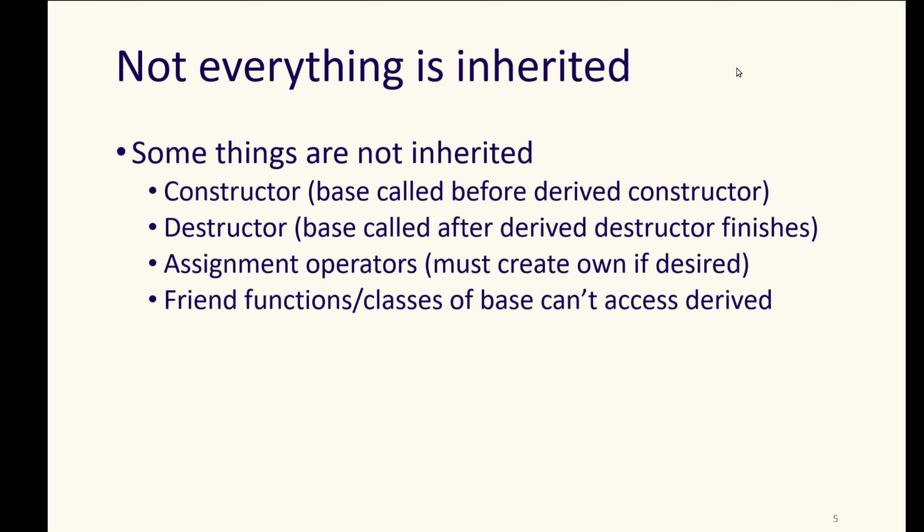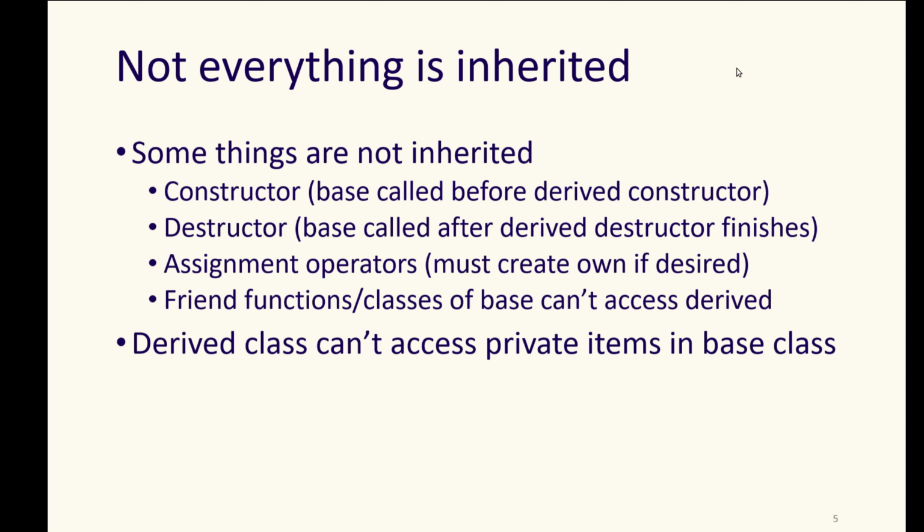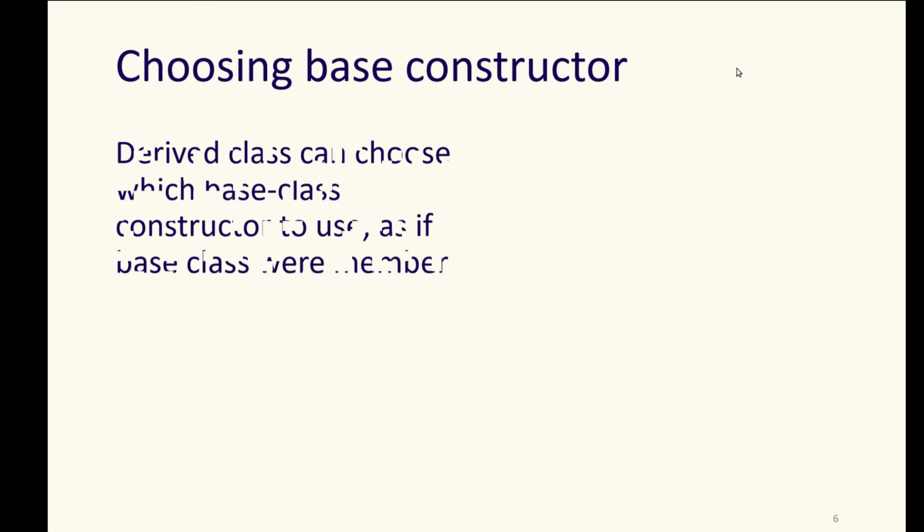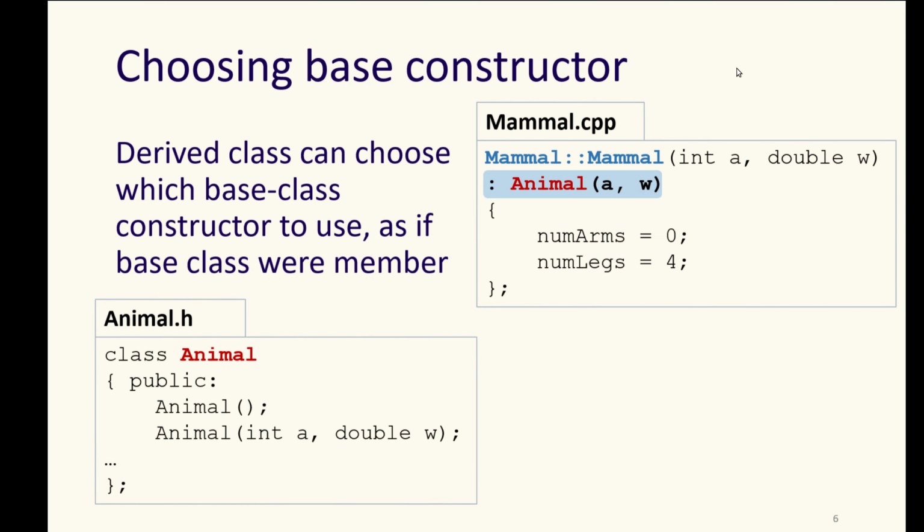So that would be, again, a little different than if you had copied those over from the parent class and just copied the code into the derived class. The derived class can't access the private items in the base class either, though of course it can use the base class's functions if there are functions that allow someone to get or change those base class variables.